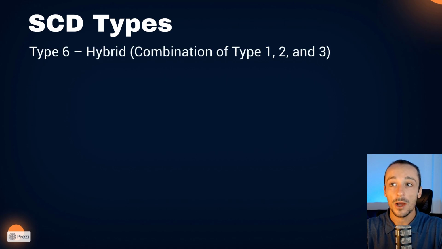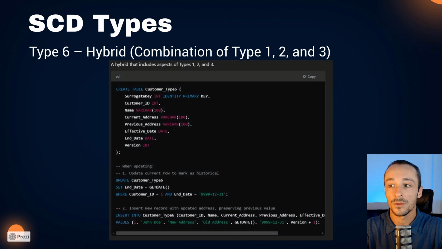Finally, we have type 6, which is more so a hybrid combination of type 1, 2, and 3. From an SQL syntax point of view, nothing much changes. It is very similar to a type 2, but I guess in this data world, people are very specific and they like to label everything. So this is type 6.